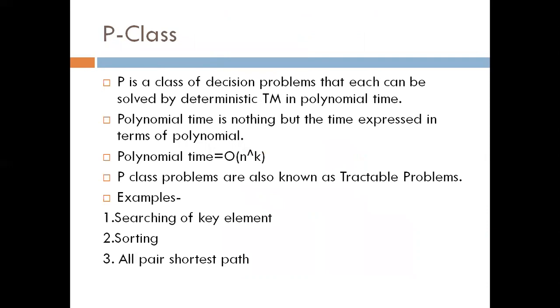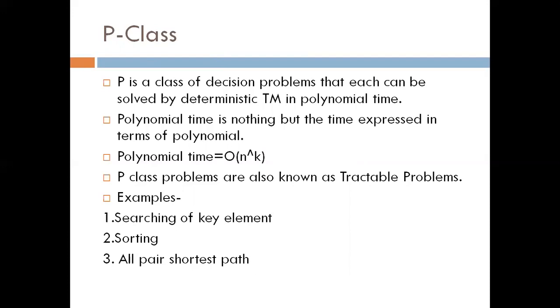P is a class of decision problems that can each be solved by a deterministic Turing machine in polynomial time. Here we can say that these are problems that can be solved in polynomial time. It means this P stands for polynomial time. So the problems which we can solve in polynomial time are nothing but the P class problems.